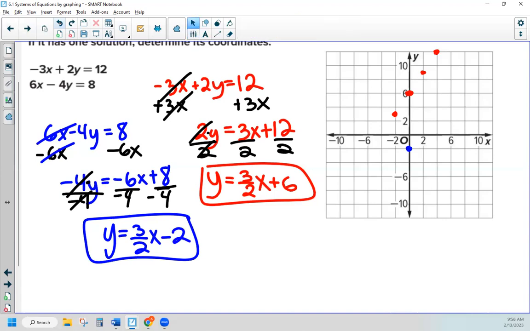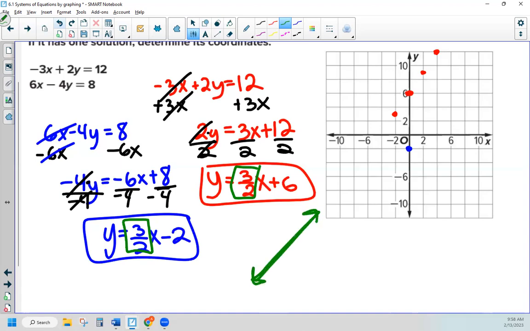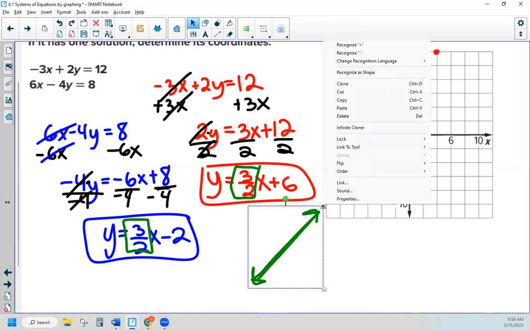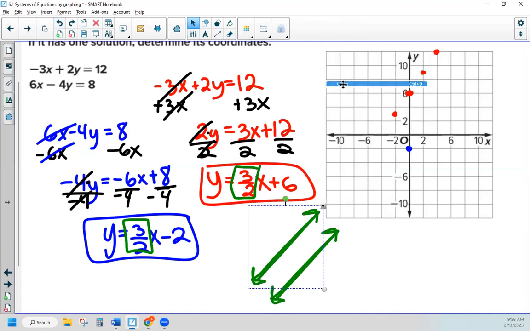Guys, we're about to graph 2 lines that have the same tilt. They are tilted the exact same way. What does that mean, Mr. C? Can you please elaborate? Look at this line that I made right here in green. I'm about to clone this line. I'm going to clone it. Now I have 2 lines that are tilted the exact same way.